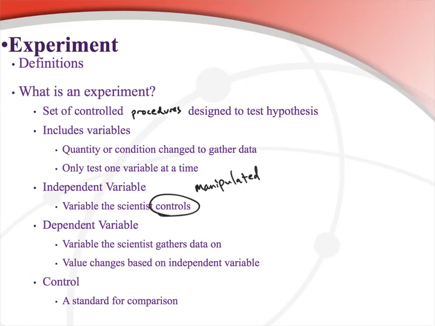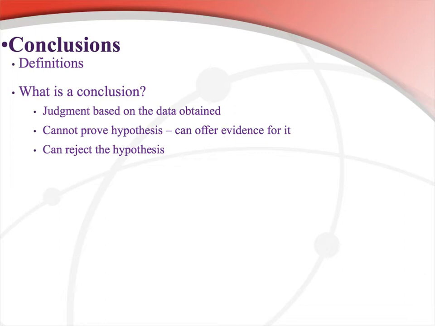Okay. Then a good experiment should also have a control group, which is going to create a standard for comparison, something that is kind of your standard group so that we can compare all of these things. So you've run your experiment, you have your data. What do you need to do then? You need to have a conclusion. Okay, so conclusion is some kind of a judgment based on the data obtained.